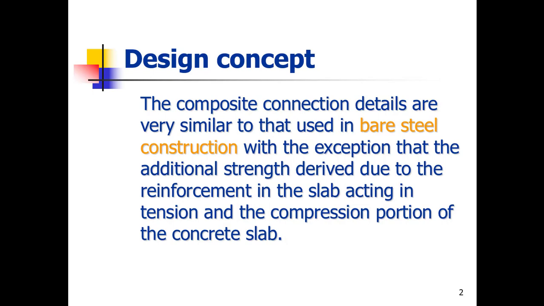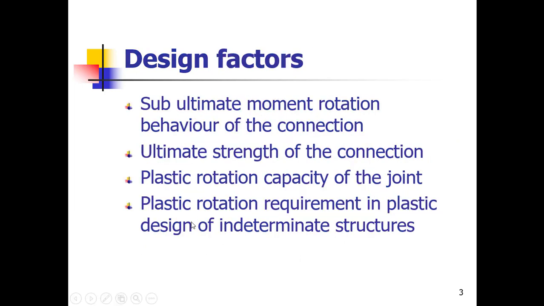The connections in composite structures are very similar to bare steel connections. In composite connections, in addition to the bare steel connection behavior, there is additional strength derived from the reinforced slab, which is placed at the top of the flange of a beam or the top flange of the steel member. So there are some design factors to be considered for composite connections.